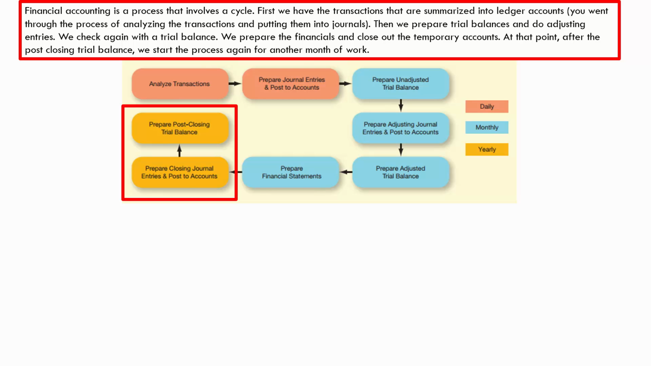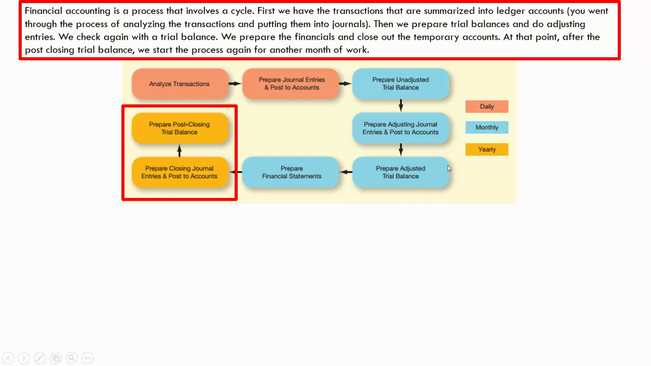So here is really the process that we go through. It's like a cycle for the whole time period. We would be going through and analyzing transactions, doing journal entries. We did this in our previous PowerPoints, in our previous chapters. We prepare an unadjusted trial balance. Notice these are in blue because it's monthly. So only monthly do we prepare these adjusting journal entries and post those. Then we prepared our adjusted trial balance. We did that just a moment ago.